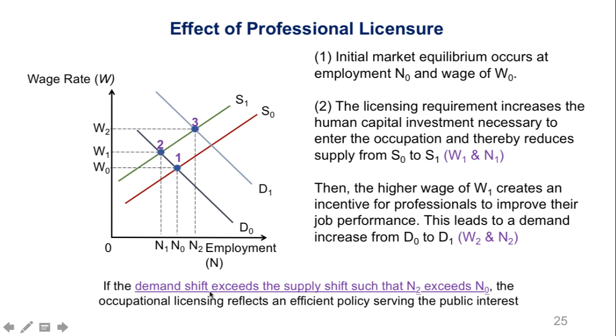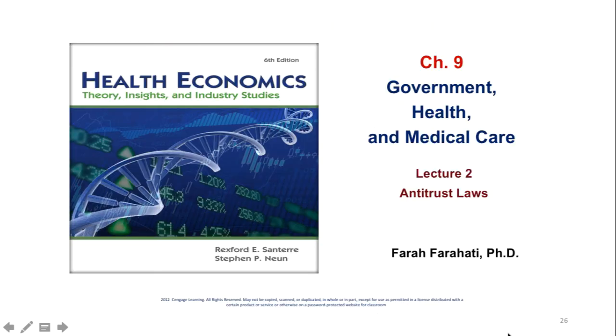If the demand shift exceeds the supply shift, which is what we have here, then in that case employment increases. So the occupational licensing reflects an efficient policy serving the public interest here. So this is the end of lecture 1.